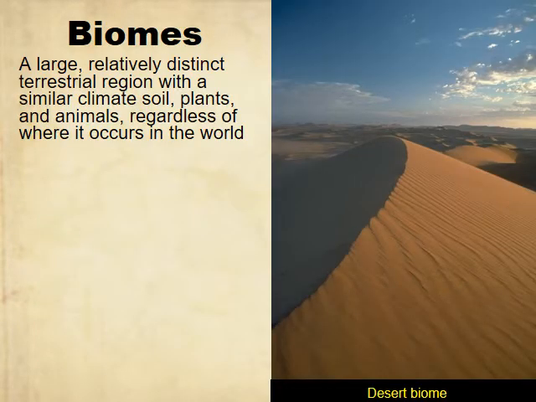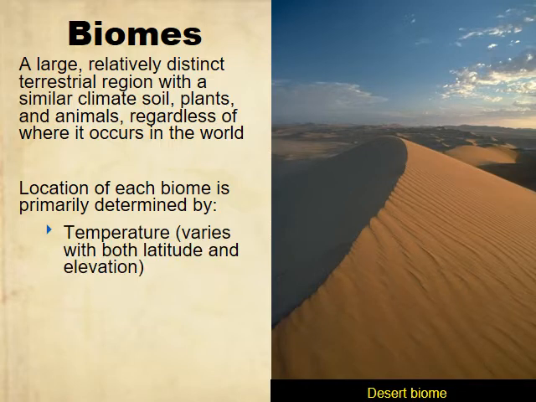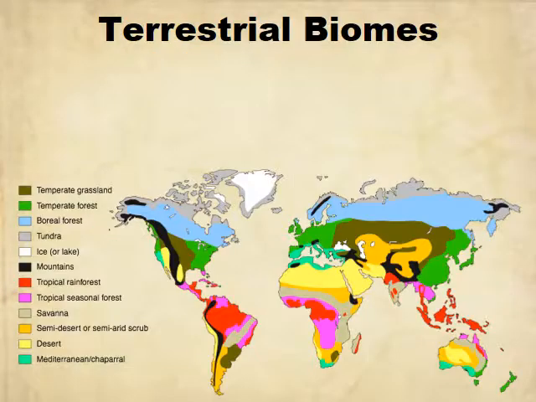Biomes: a distinct terrestrial region with a similar climate, soil, plants, and animals, no matter where it is in the world. So we have the chaparral climate, which occurs in California, but also in places like Italy and Greece. These locations are determined by your temperature and your precipitation.